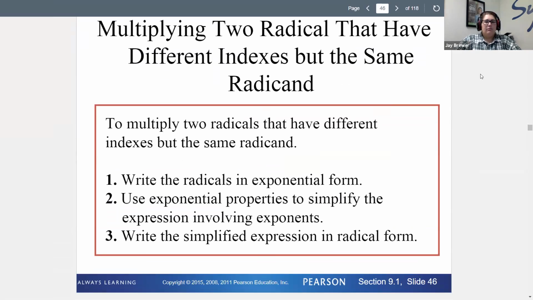All right, to multiply two radicals that have different indexes but the same radicand, write the radicals in exponential form. Use exponential properties to simplify the expression involving exponents. Write the simplified expression in radical form.